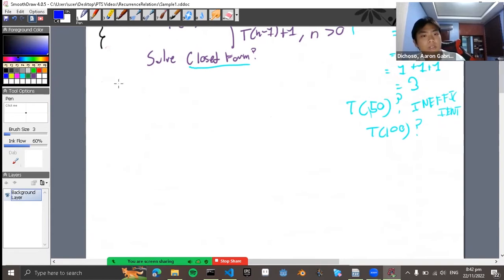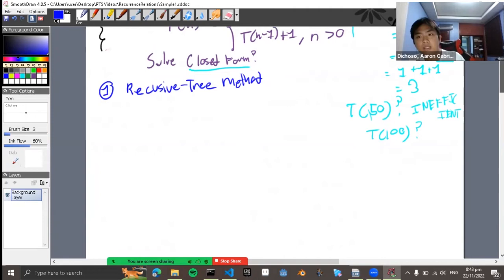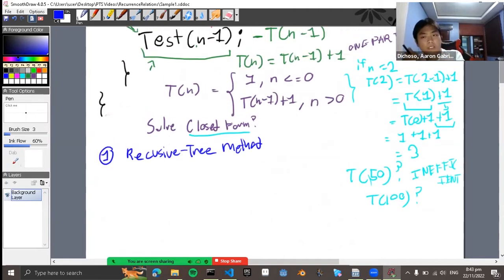So we have two methods of doing so. The first one I'll show you is the recursive tree method. So here we are actually going to trace the behavior of the function. So let's say n is greater than 0.